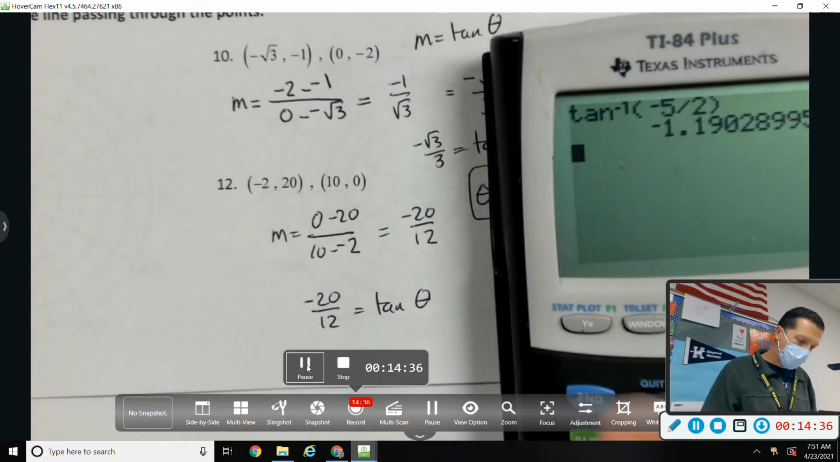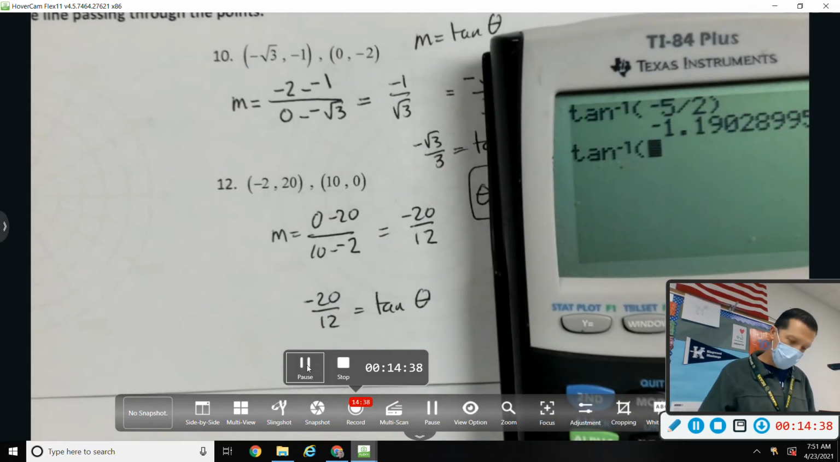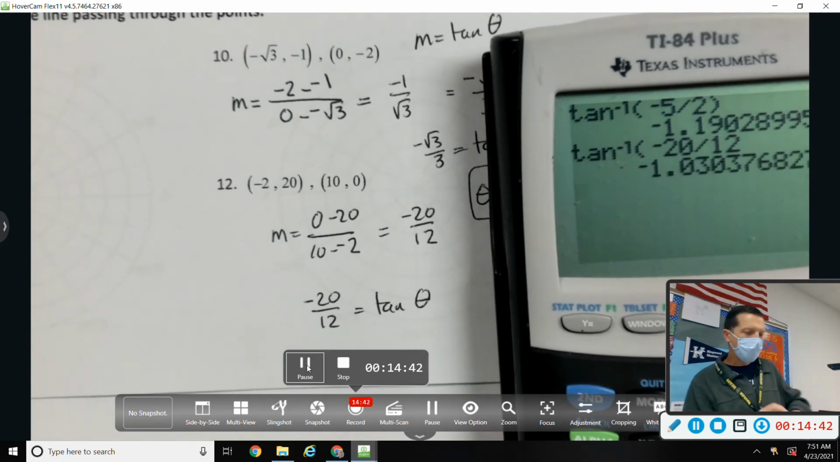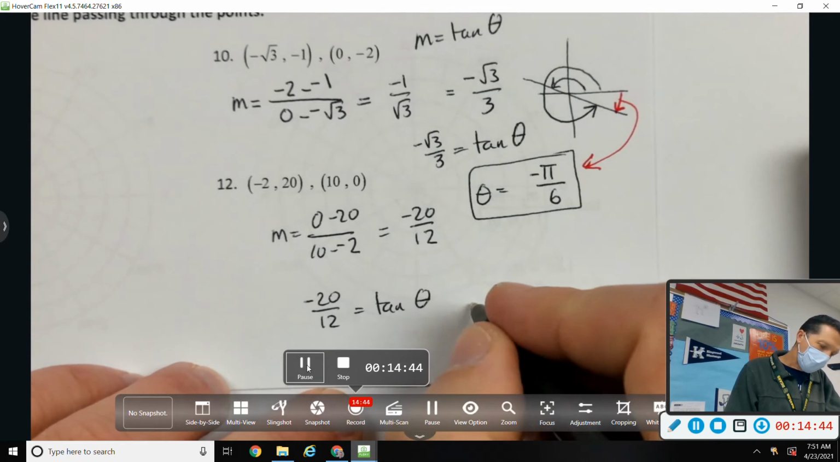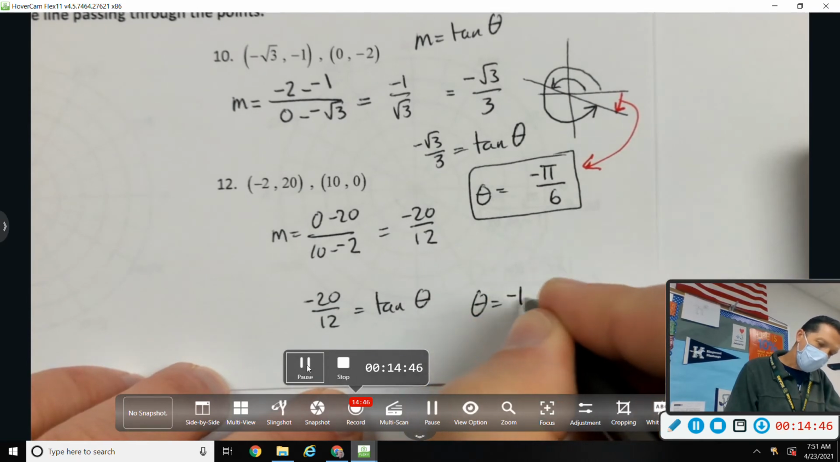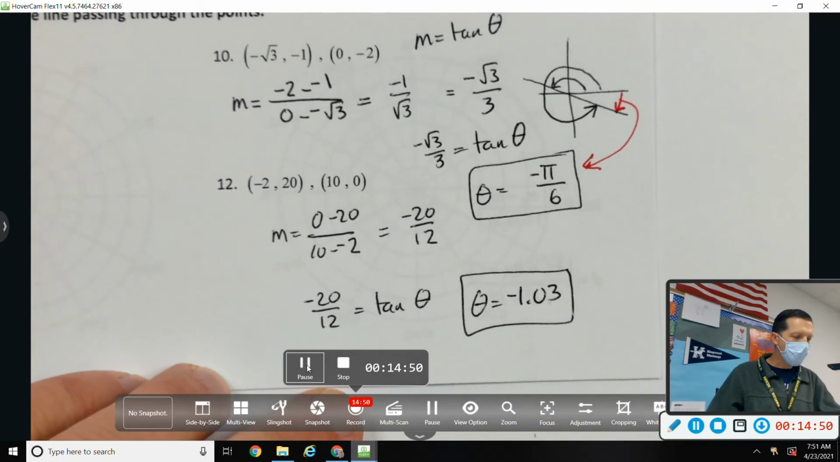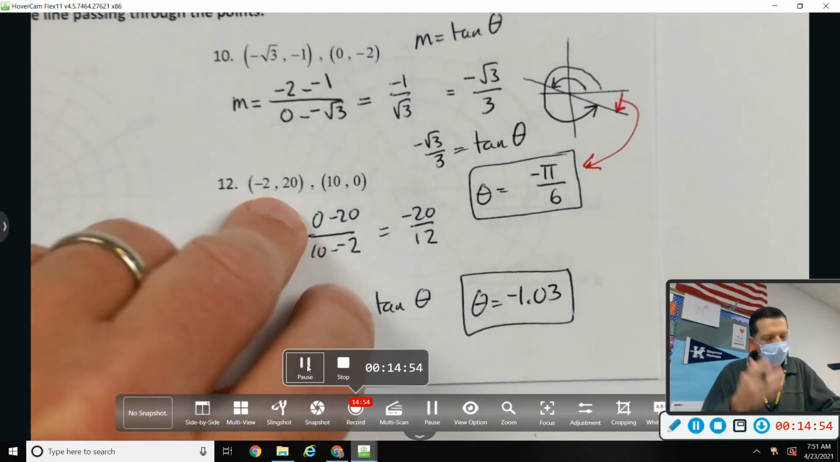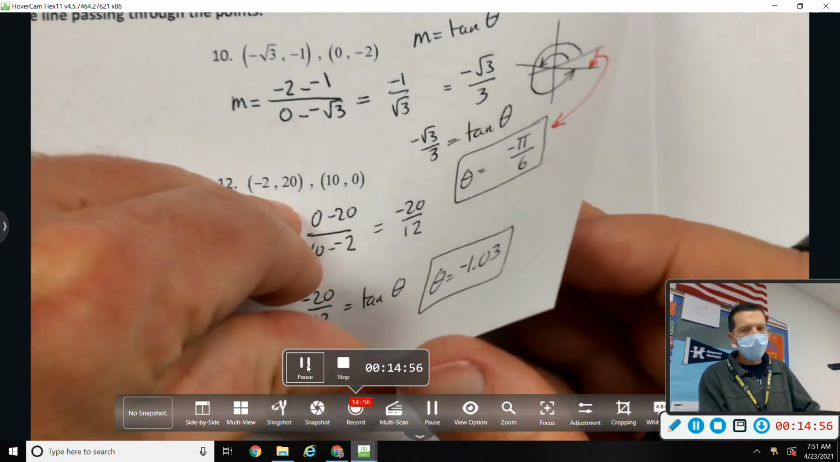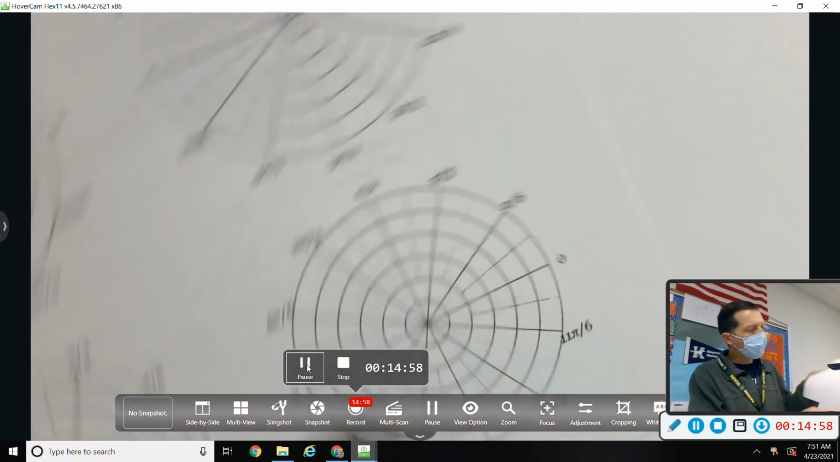So inverse tangent, negative 20 over 12, negative 1.03. How many decimal points do we go over? It doesn't say, so 2 or 3. Okay. Good question on the decimal point there. All right, flip it over to the back.